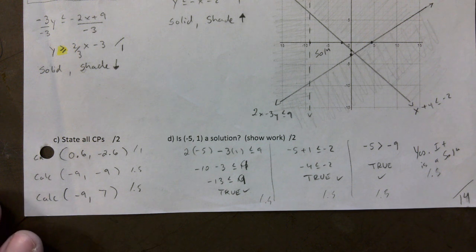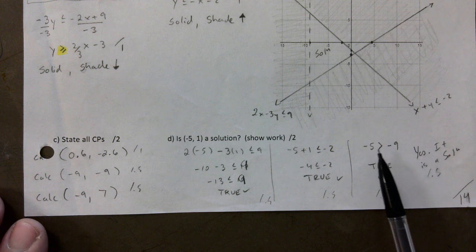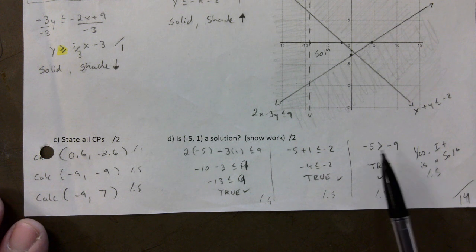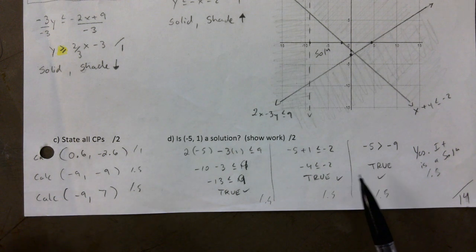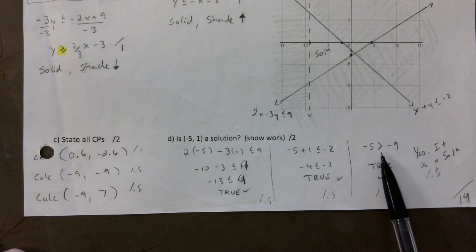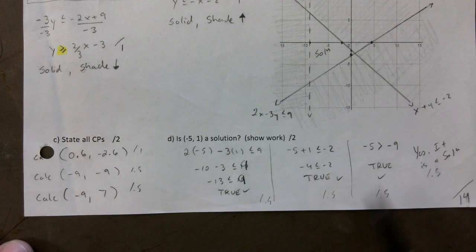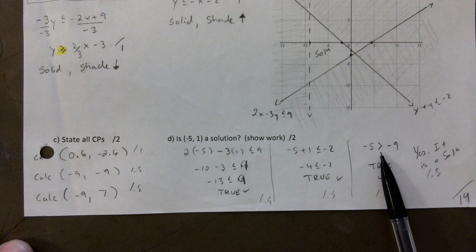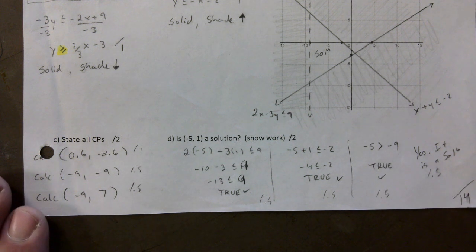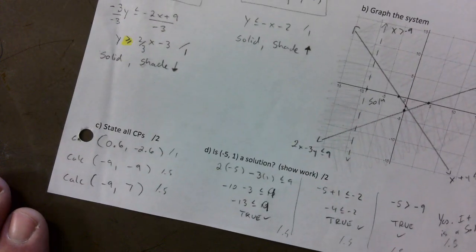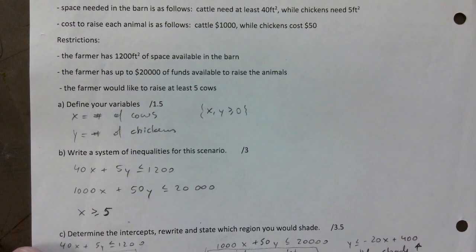One thing I'm giving you a heads up on: if this had been -9 and -9 here, then it's false, right? If it had an equal as well, then it's okay. But it cannot be equal unless there's an equal sign associated with the inequality. So that was that. 14 marks that first page. Solution region was labeled well for the most part.